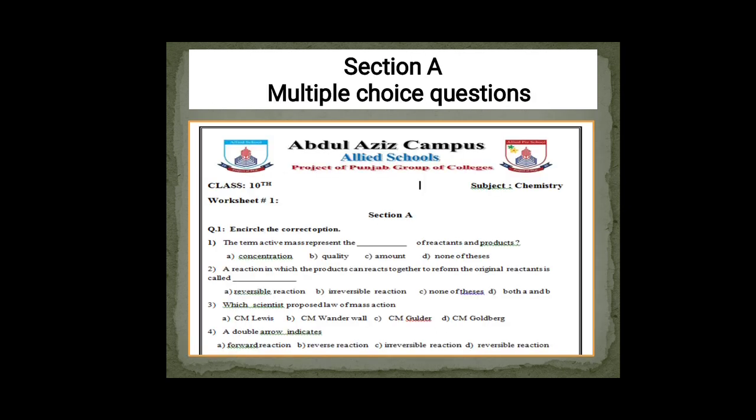First of all, I am going to discuss with you section A, that is MCQs. Each MCQ contains four options: option A, option B, option C and option D. Students, mark the correct option that is provided on your worksheet.